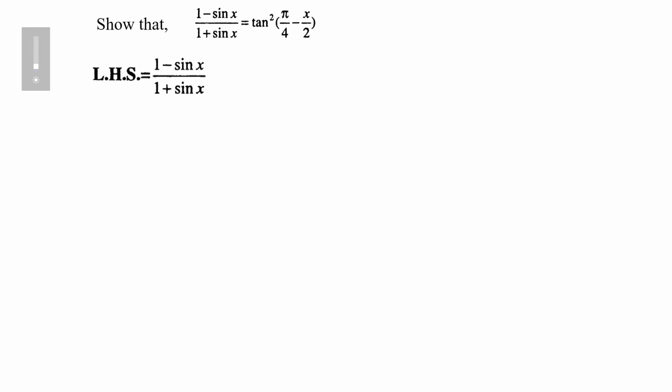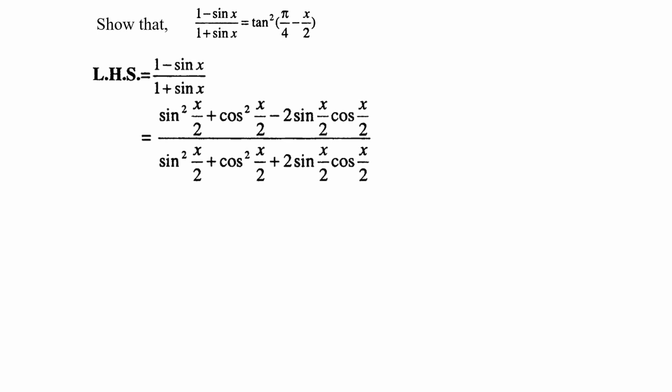Left hand side, (1 minus sin x) by (1 plus sin x). 1 means sin square theta plus cos square theta equal to 1. So replace 1 by sin square x by 2 plus cos square x by 2. And this is the submultiple angles formula.